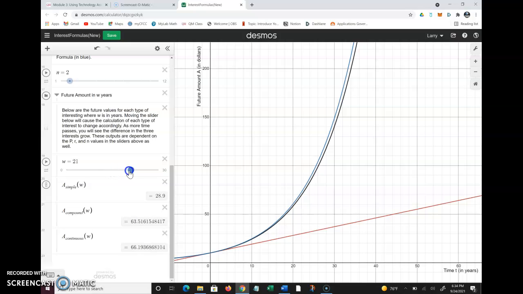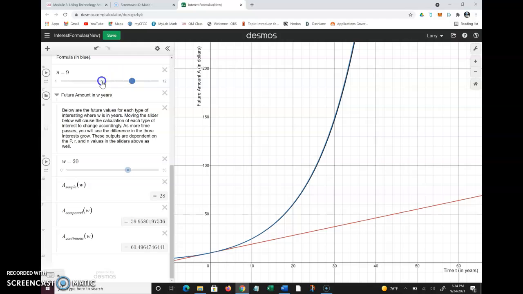And we can see after 20 years, I started with $10. With simple interest, I would only have 28. With compound interest, I've got 58. And with continuous compounding, I'd have 60. Again, the sliders above: if I move N, remember N only impacts my compound interest output. So as I move that, we can see our future value moving live as you make that manipulation.